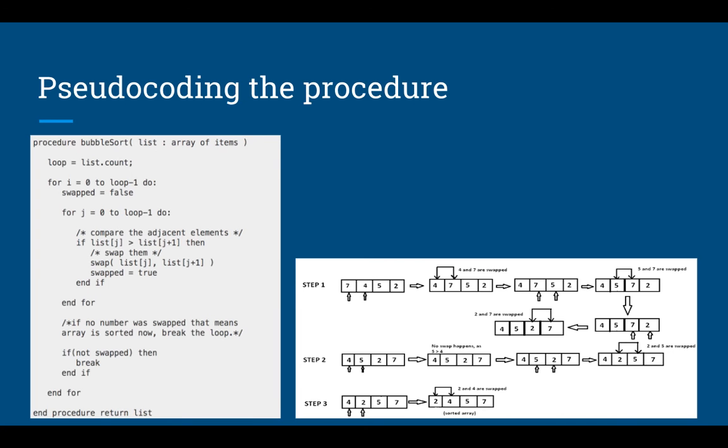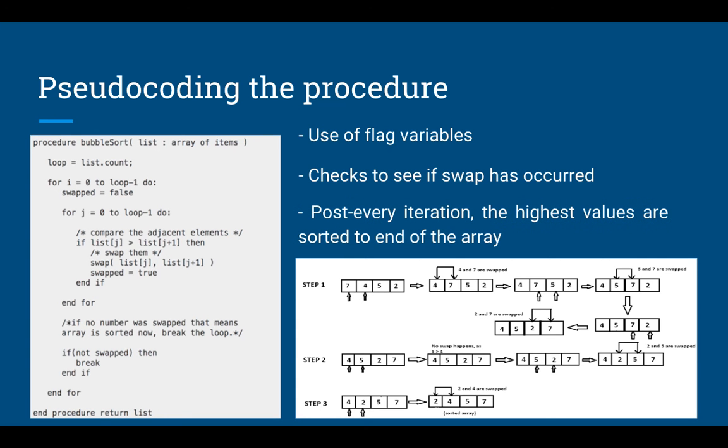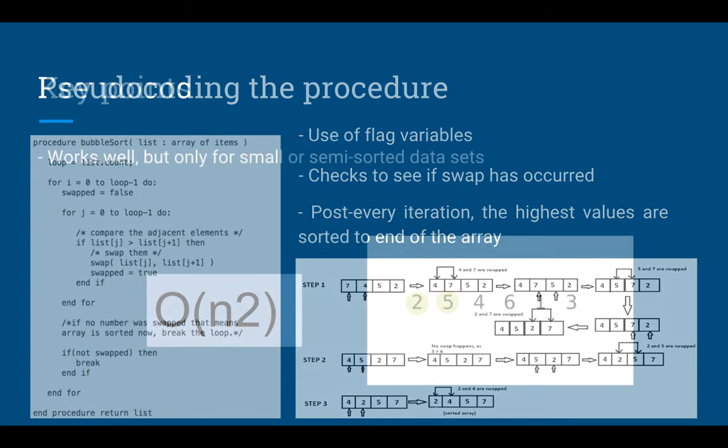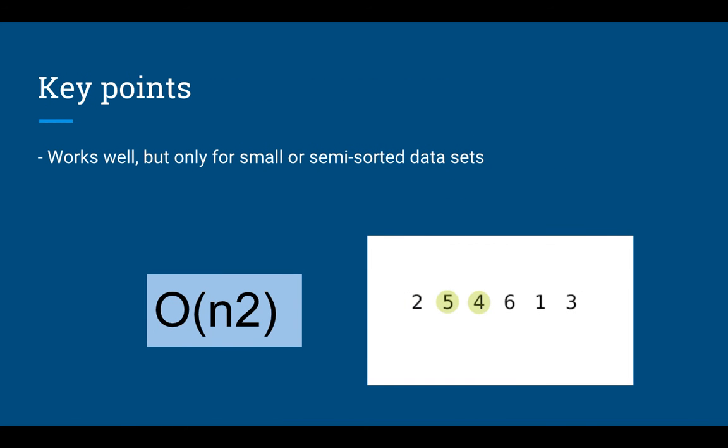And the actual pseudocoding of the procedure. One flag variable, swap, is used, which will help us see if any swap has actually occurred. If no swap has occurred, the array requires no more processing to be sorted, thus it will exit or come out of the loop. After every iteration, the highest value settles down at the end of the array. Hence, the next iteration need not include the already sorted elements. So for this purpose, the inner loop is restricted to avoid already sorted values.